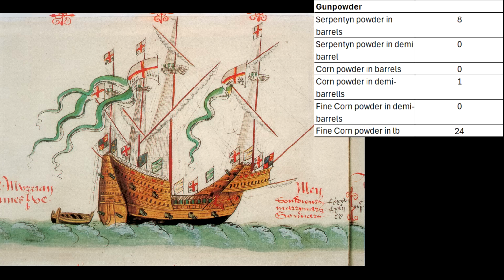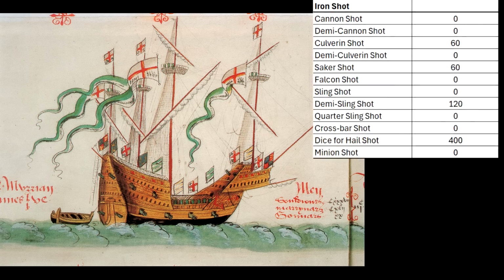Well, now, helpfully, thanks to Tudor accountancy practices, we're into just barrels of gunpowder as opposed to lasts or tons of powder stored in barrels. So this is not 8 tons of serpentine powder, this is now just 8 barrels of serpentine powder, plus 1 demi-barrel of corn powder, and 24 pounds of fine corn powder. For reference, the Great Bark had 30 demi-barrels of serpentine powder, so about twice as much, roughly speaking, plus 2 full barrels of corn powder, and 2 demi-barrels of fine corn powder.